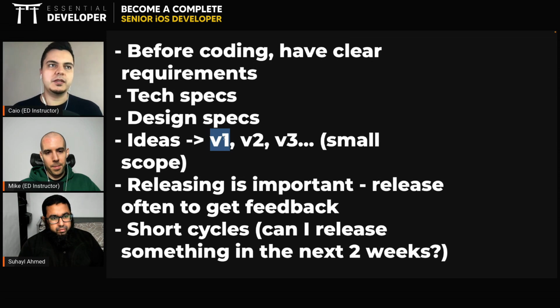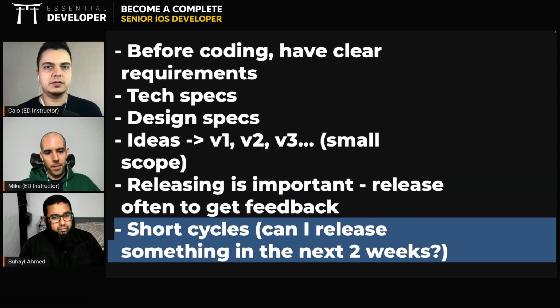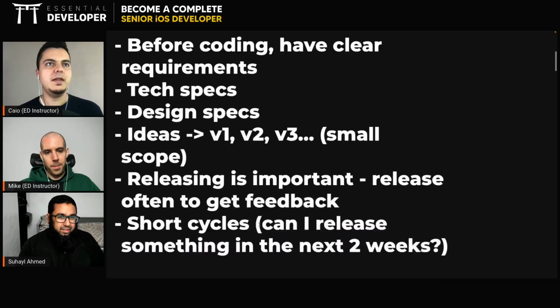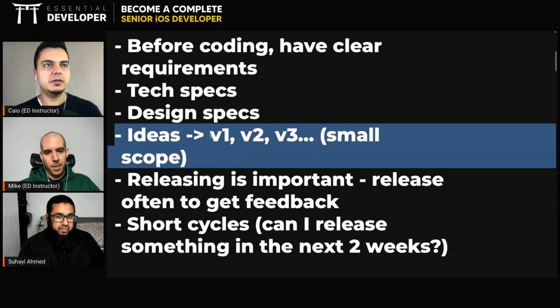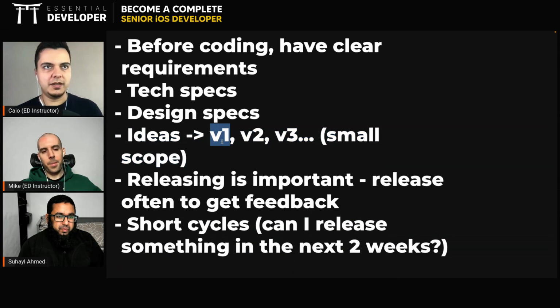So this is very important. Small scope, release often in short cycles. Every 2 weeks, update the app in the App Store with a new release, either with bug fixes or with improvements or new features. So this is going to guide you on how to organize your work.